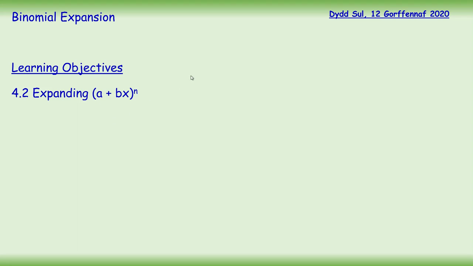Okay, today we're going to be carrying on with our binomial expansion. We're going to be expanding (a + bx)^n. Previously we've done (1 + bx)^n, which has been fine, but now we've got a here. So make some notes, get your heading, lesson objective and dates in Welsh down, and let's have a look at an example.